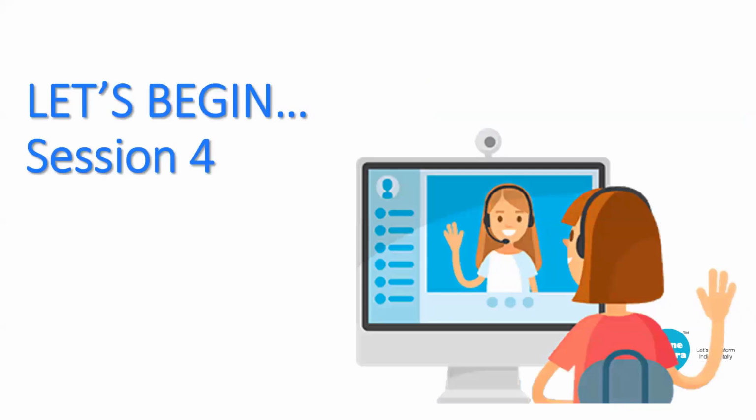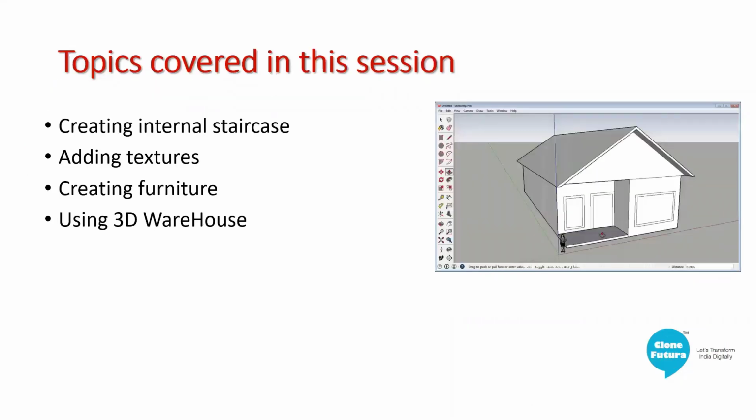Let's begin our fourth session. Topics which I'm going to cover in this session are, we are going to create an internal staircase. In the last session, we gave an external staircase, right? That was a very wide staircase added to our deck. I'm going to create textures. We are going to create furniture and we are going to use this option in SketchUp, which is 3D Warehouse. I'm going to teach you. This is a very interesting thing which you are going to learn today.